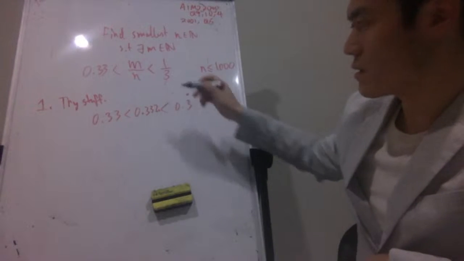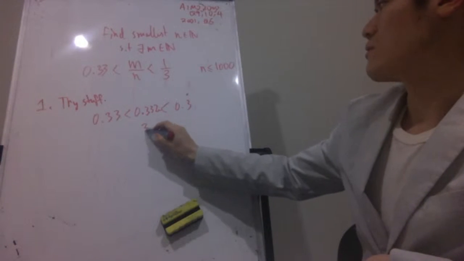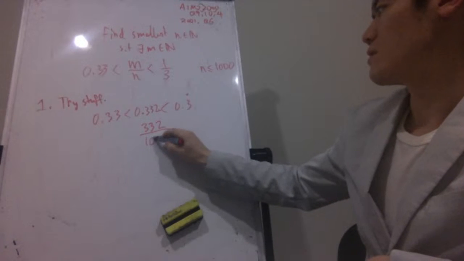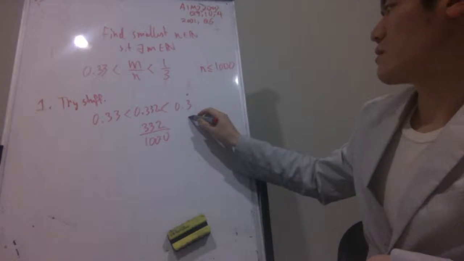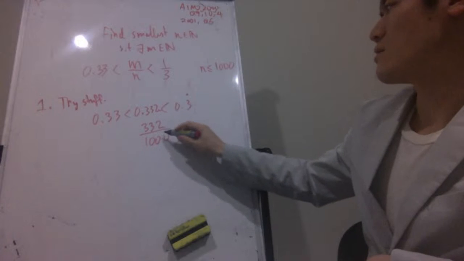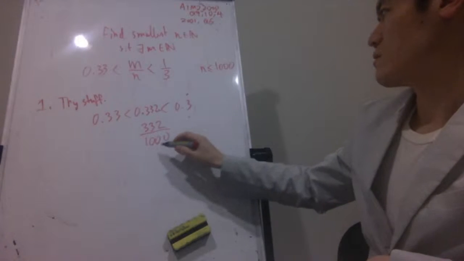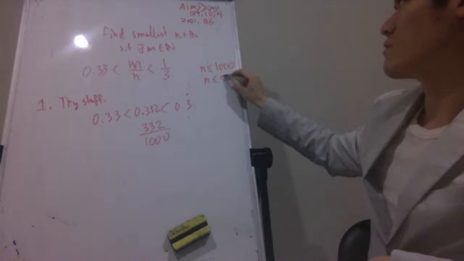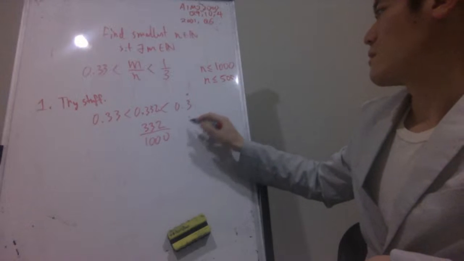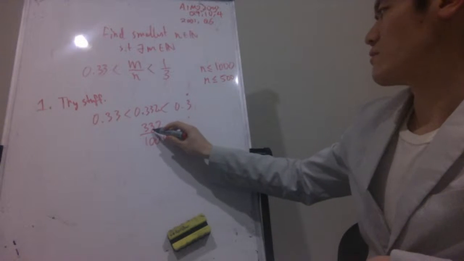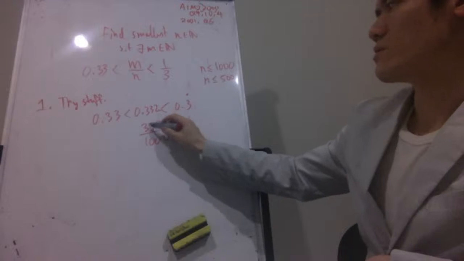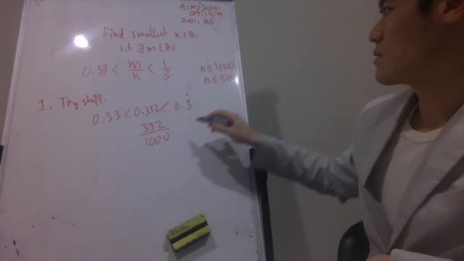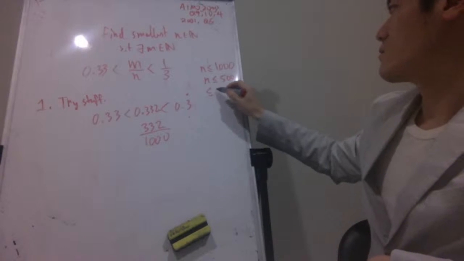If you put 2 here, then you get 332 over 1,000. The point is it cancels at least once, so you know that n is going to be less than or equal to 500 now. But maybe it cancels more, maybe it's actually divisible by 4. To test divisible by 4, you just need to look at the last 2 digits. So then n is already less than 250.